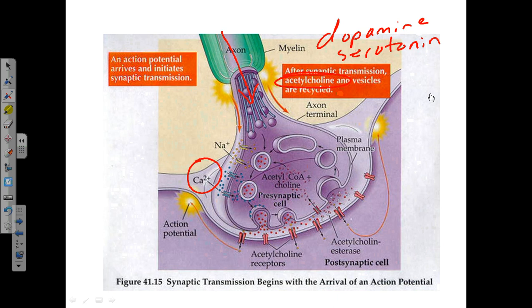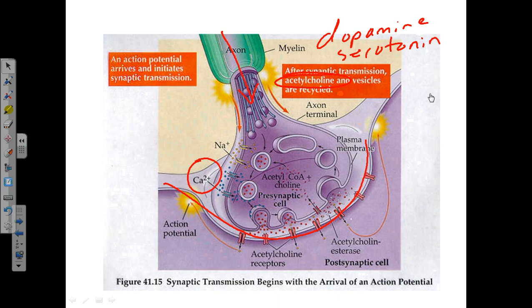Those neurotransmitters will then go across the gap from the axon to the dendrite. So this is the beginning of the dendrite over here. And it's going to bind to these little receptors. What do we call those little receptors on the dendrites? What kind of receptors are they? Ligand-gated ion channels.